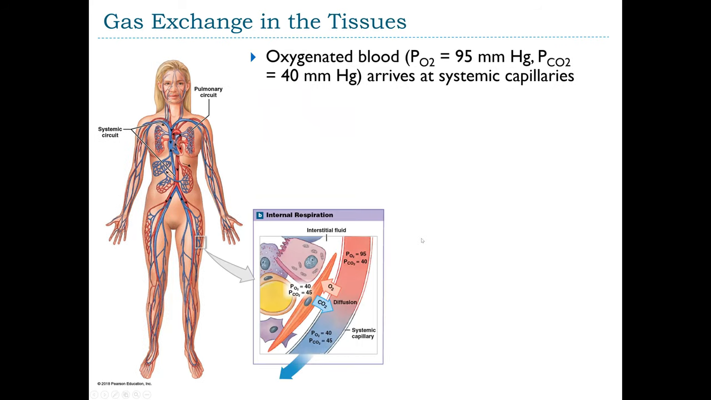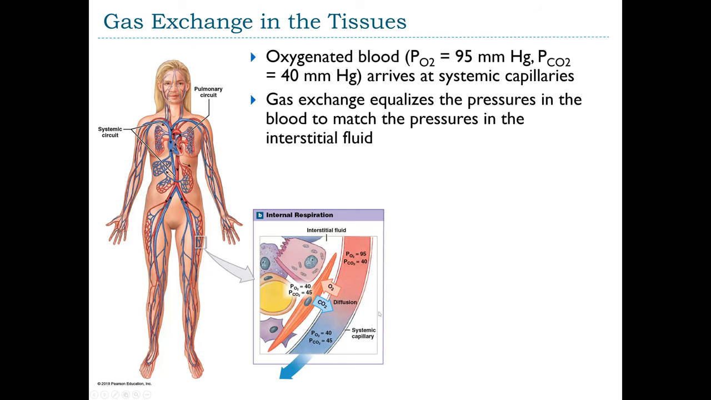If we take a look at gas exchange in the tissues, coming into the tissues, we have oxygenated blood, where the partial pressure of oxygen is 95 millimeters mercury. The partial pressure of carbon dioxide is 40 millimeters mercury, so very close to the way it was when it left the lungs. This is how the blood is when it arrives at a systemic capillary.